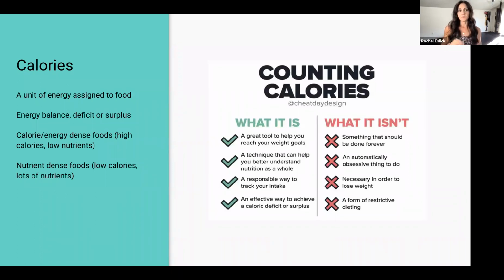A nutrient dense food would be the opposite. It would be something like broccoli, where there's a lot of nutrients in it, but it does not have a high calorie value. So things like vegetables, I don't know, some kinds of lean protein. There's a lot of nutrients in them, but there's not a ton of calories associated.